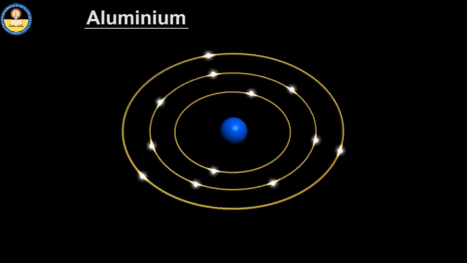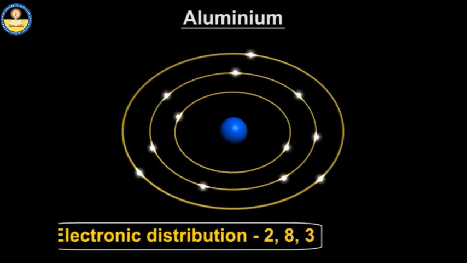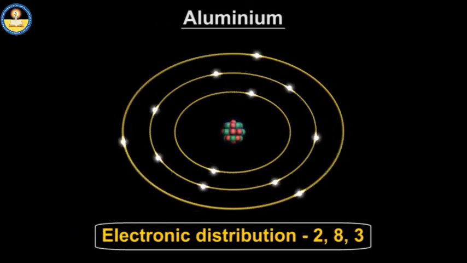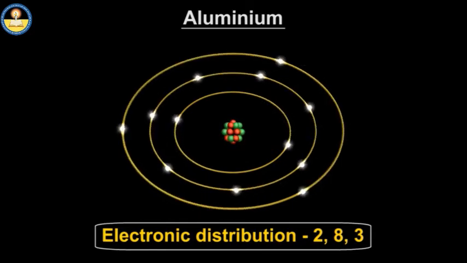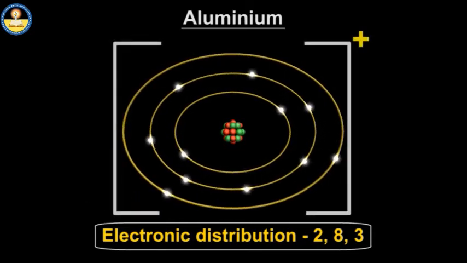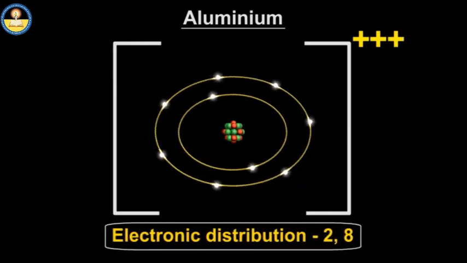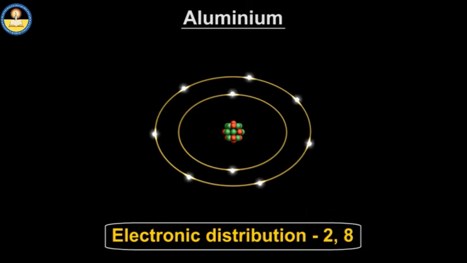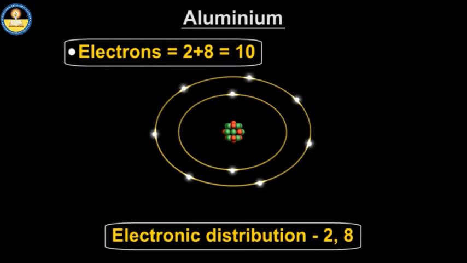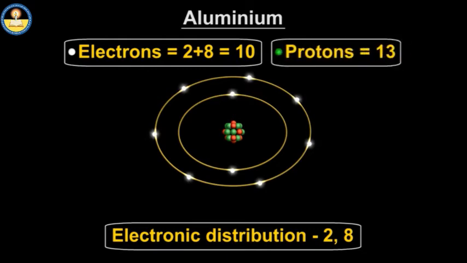For example, the electronic distribution in aluminium is 2, 8 and 3. It loses 3 electrons to form a 3 positive ion with electronic distribution 2 and 8. Since in an ion, the number of electrons, 2 plus 8, is 3 less than the number of protons, that is 13, it has 3 units positive charge.